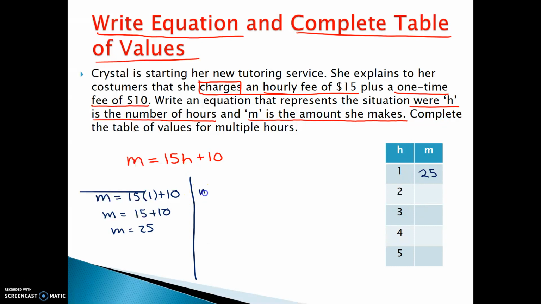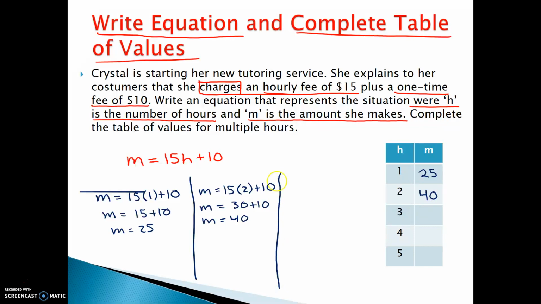Okay, the amount of money she makes is 15. Now it's for 2 hours. In 2 hours, how much money has she made? Let's see. The amount of money she's made is equal to 15 times 2 is 30. 30 plus 10 is going to give me 40. So in 2 hours, she's made a total of $40. All right, let me keep this going.